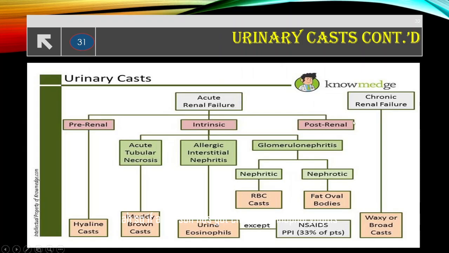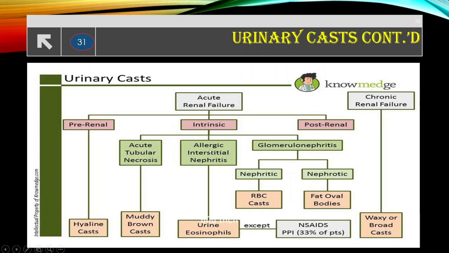So if a patient has chronic renal failure, you're going to see waxy or broad casts. Okay. Then if it's pre-renal, usually it's hyaline casts, which we said are usually normal, but they are commonly seen in different conditions. They can also be found in normal individuals. And then under intrinsic, if there is acute tubular necrosis, muddy brown casts.